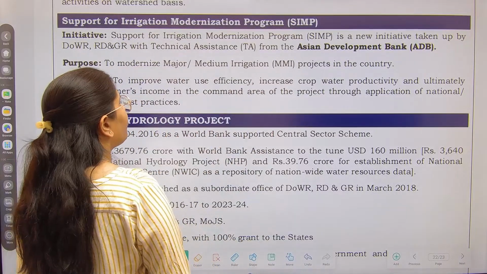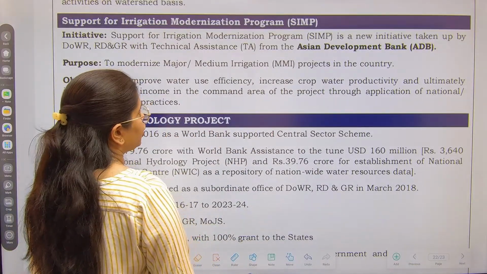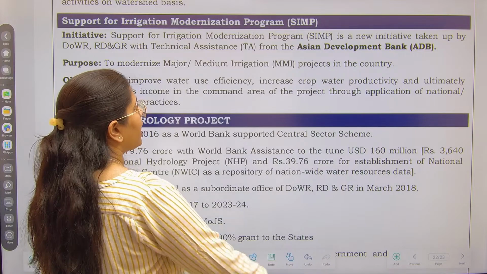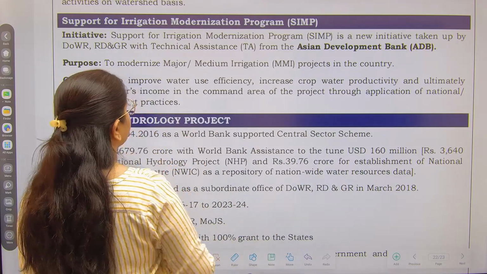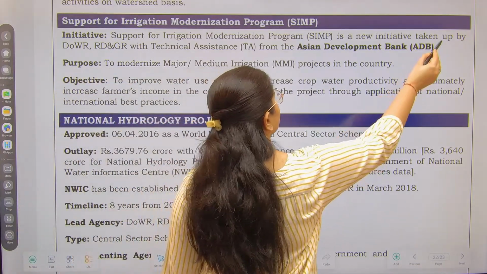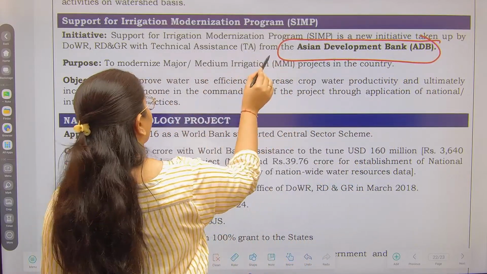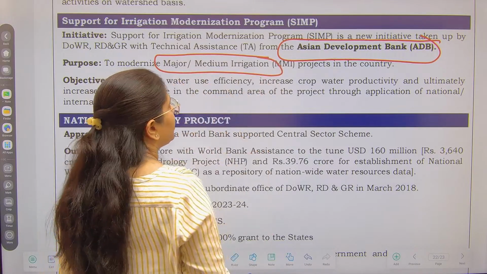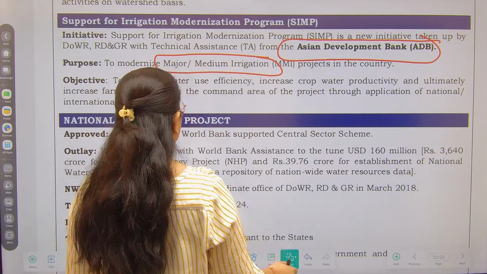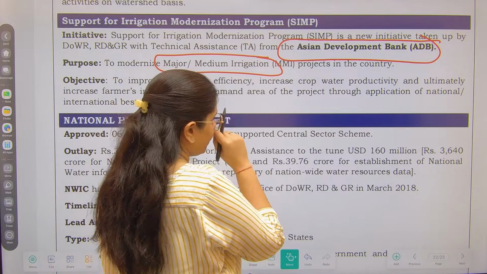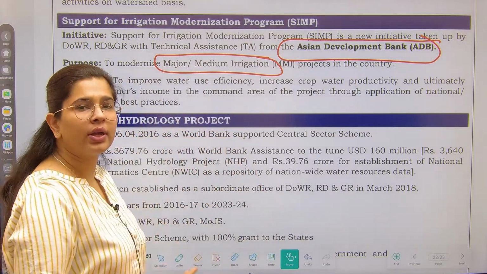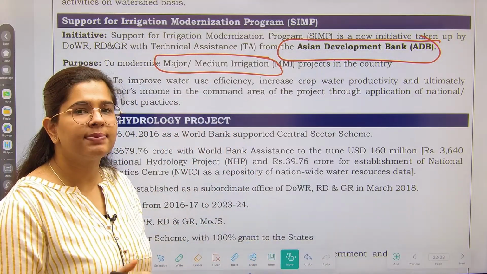Then you have support for irrigation modernization program. Irrigation modernization program, this is the new initiative, and this has got the support of Asian Development Bank. Purpose is, we want to modernize major and medium irrigation projects under it. So nothing else needs to be remembered over here. You want to improve the irrigation, that is being understood.